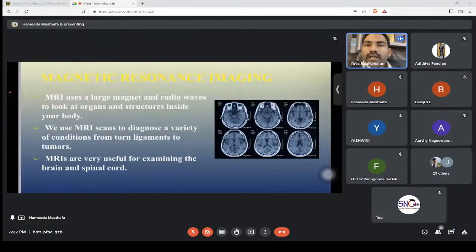So MRI uses a large magnet and radio waves to look at the organs and structures inside your body. We use MRI scans to diagnose a variety of conditions from torn ligaments to tumors. MRI is very useful for examining the brain and the spinal cord.